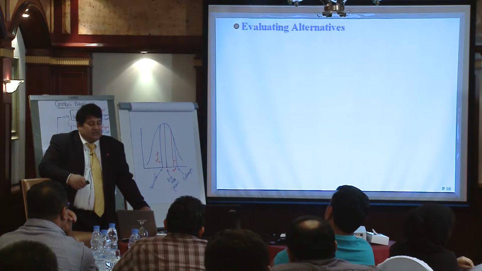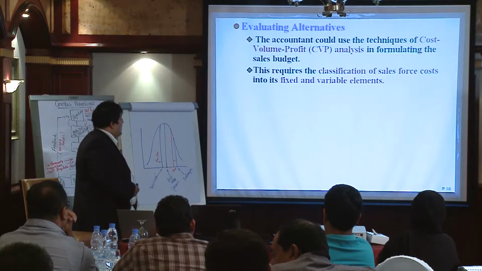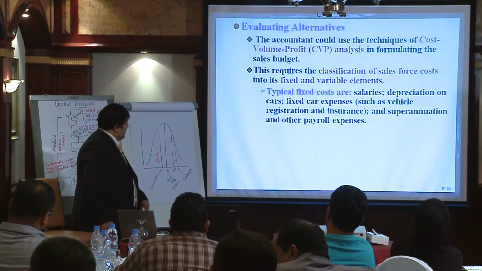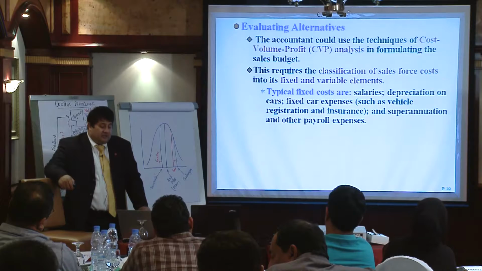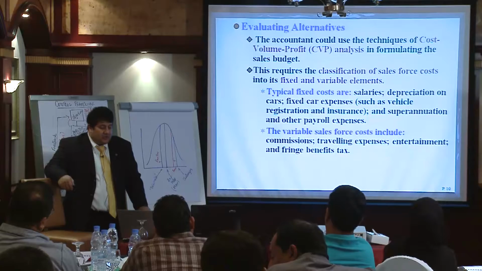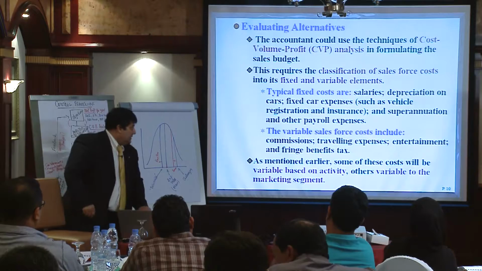Essentially, if you're using CVP analysis in sales budgeting, it requires you to classify sales force costs into fixed and variable elements. Typical fixed costs are salary, depreciation on cars, fixed car expenses such as vehicle registration and insurance, and superannuation, which is the Australian term for pension, and other payroll expenses. The variable sales force costs include commissions, travel expenses, entertainment, and fringe benefits tax. You can see that some of these variable costs are based on activity, others based on volume, and so on.